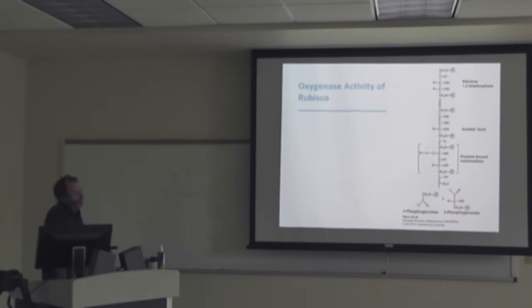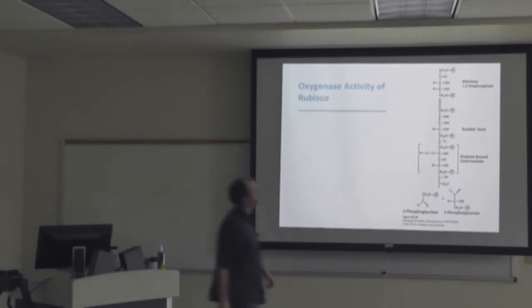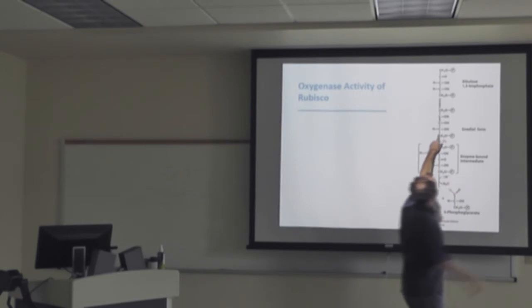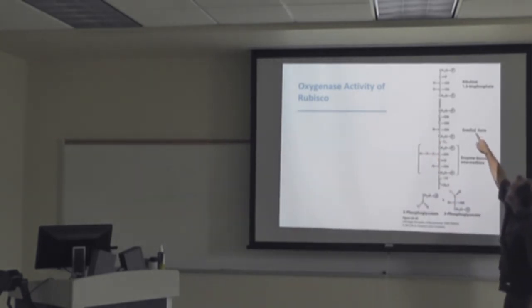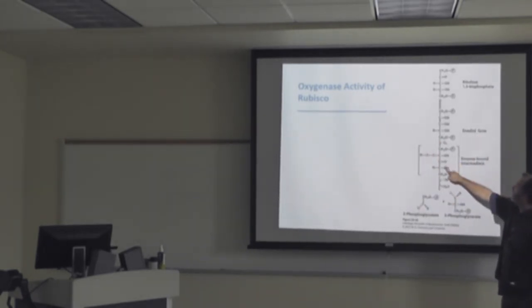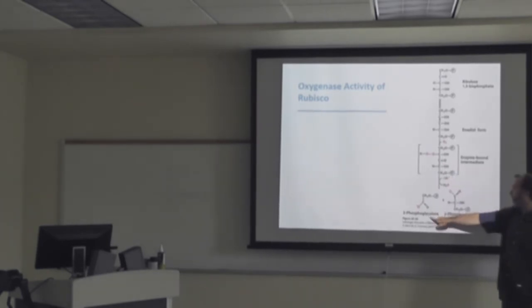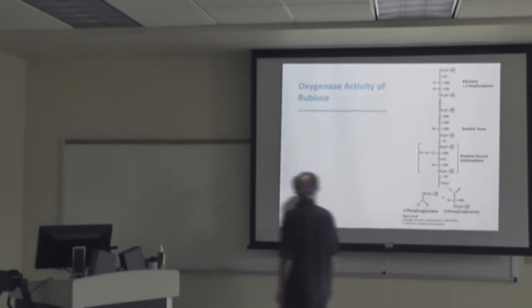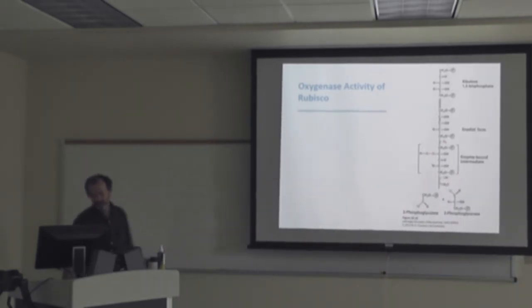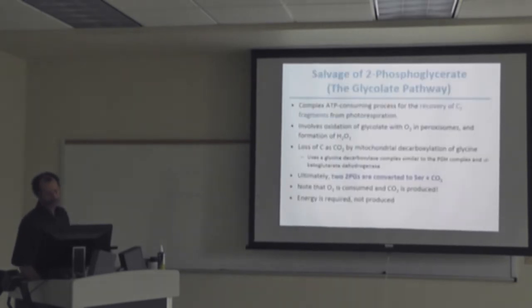So, the oxygenase activity of Rubisco. Again, we have ribulose 1,5-bisphosphate, the ene-diol form of that, and then oxygen will come in. You'll have this enzyme-bound intermediate, and you'll form 2-phosphoglycolate and 3-phosphoglycerate. And the 2-phosphoglycolate then needs to be salvaged.